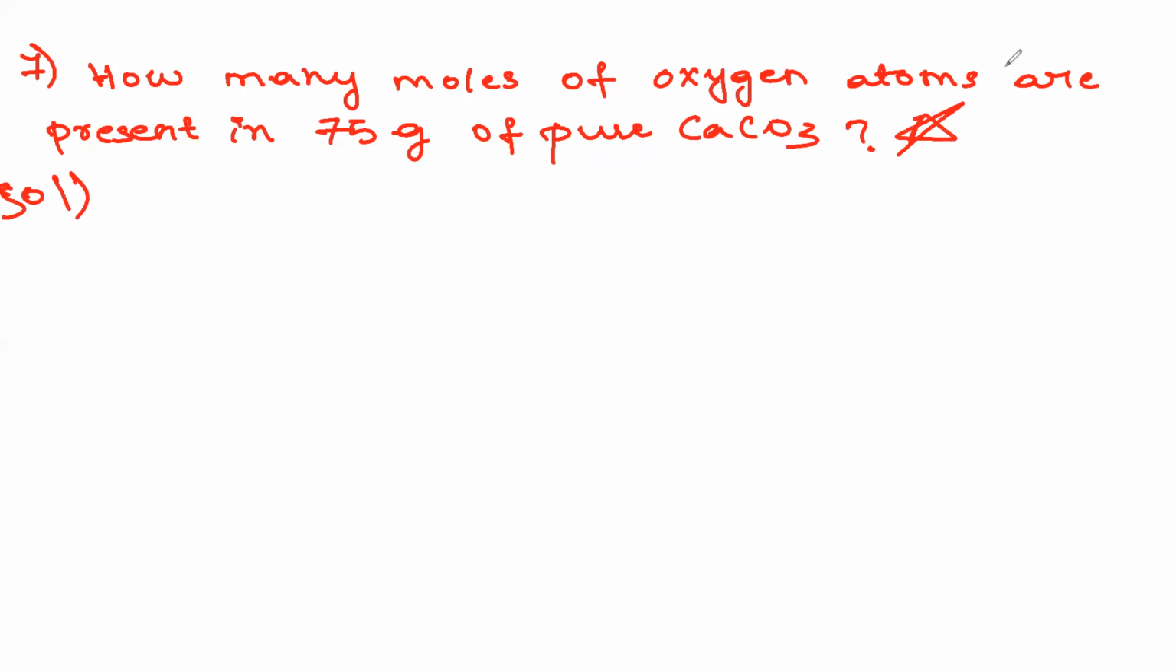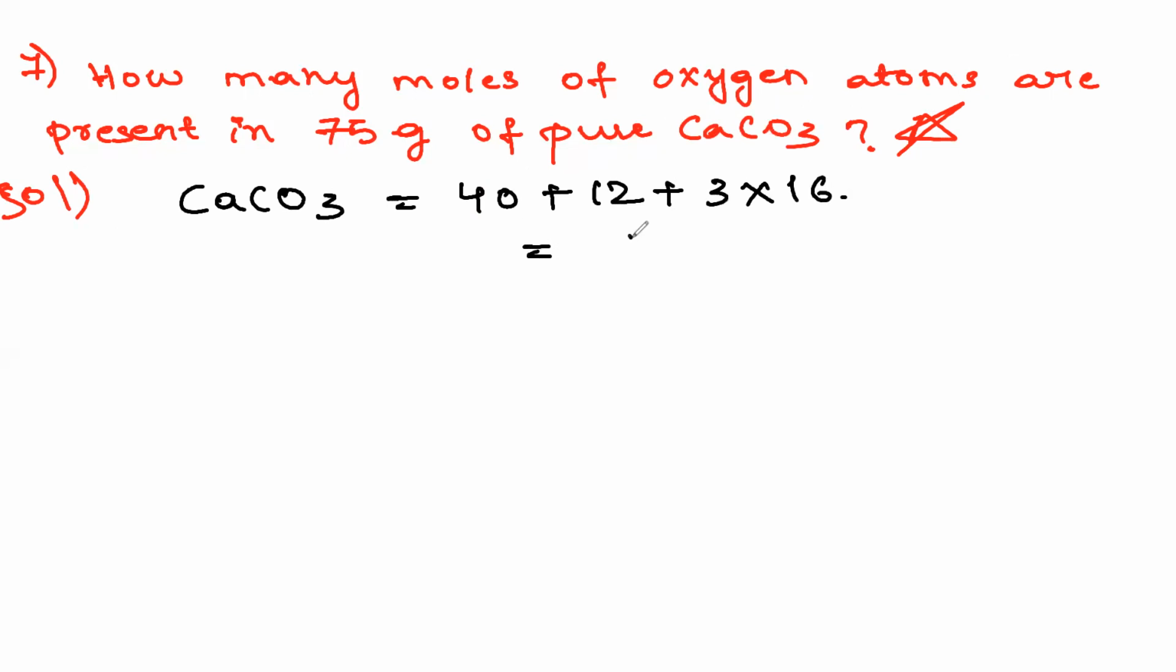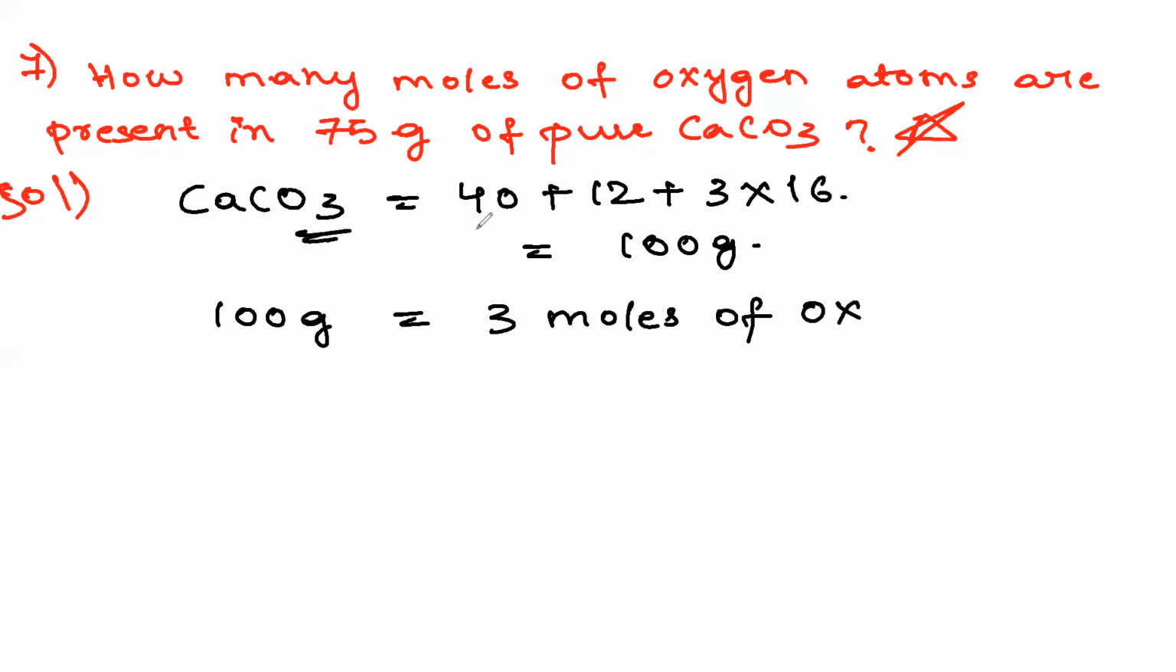First we have to calculate the molecular weight of calcium carbonate, CaCO3. CaCO3 is equal to calcium 40 plus carbon 12 plus oxygen 16 into 3, which is 48. So you'll get 100. We know 100 grams of calcium carbonate is 1 mole. 100 grams of calcium carbonate contains 3 moles of oxygen atoms, because in calcium carbonate we have 3 oxygen atoms. So 1 mole of calcium carbonate contains 3 moles of oxygen atoms.